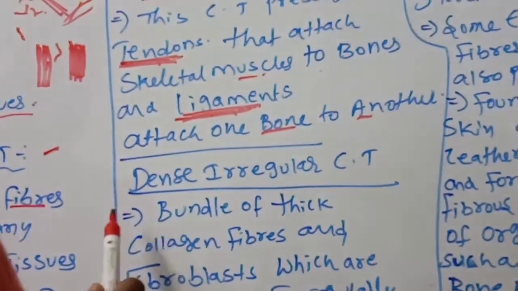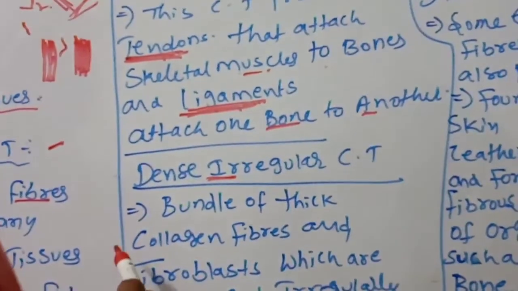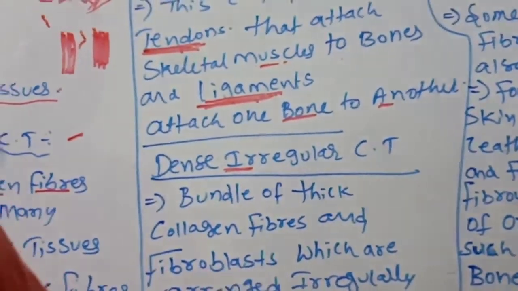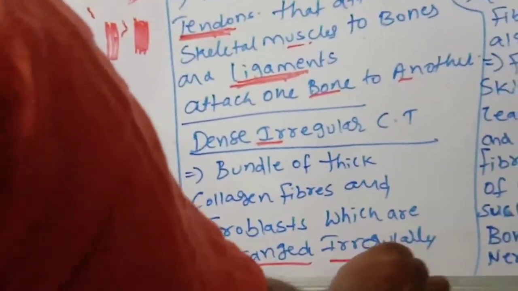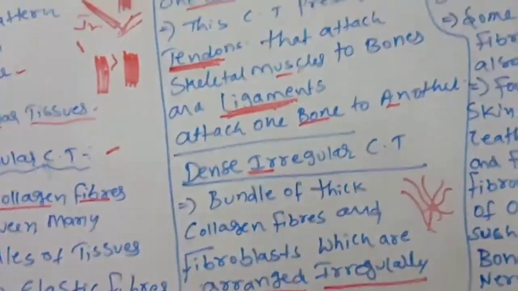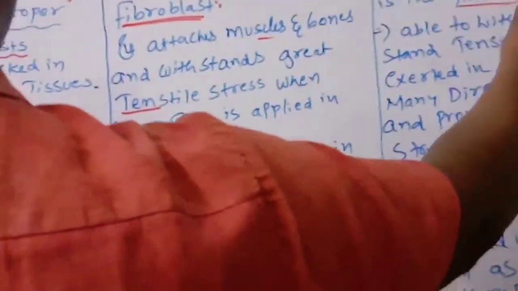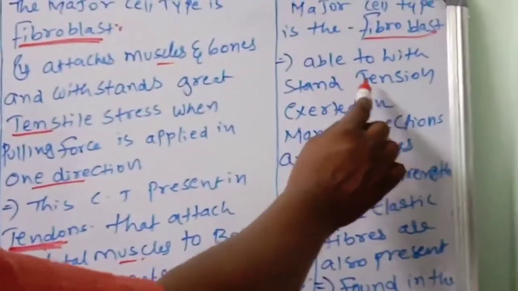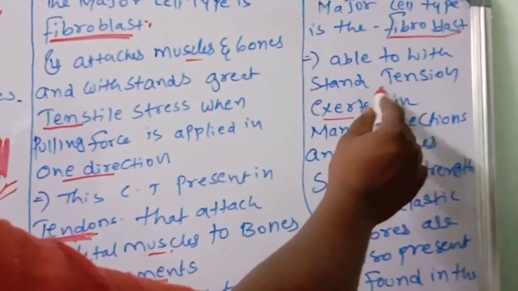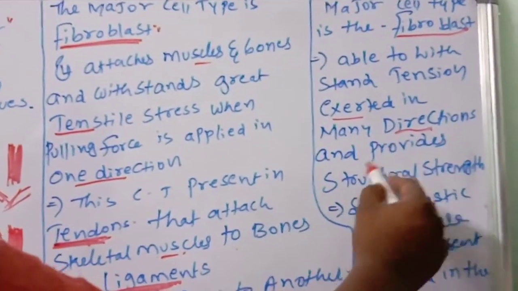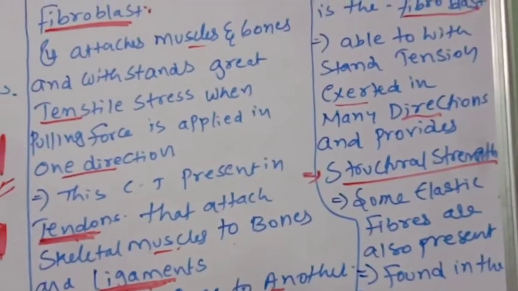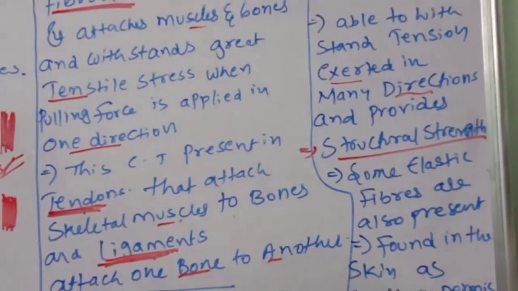Come to dense irregular. In the name itself, the answer is there. Irregular. So a bundle of thick collagen fibers and fibroblasts which are arranged irregularly, in different directions. Major cell type is here also fibroblast. Able to withstand tension exerted in many directions, it can bear tension from any direction, and provides structural strength. But the main function of this dense irregular connective tissue is providing structural strength.